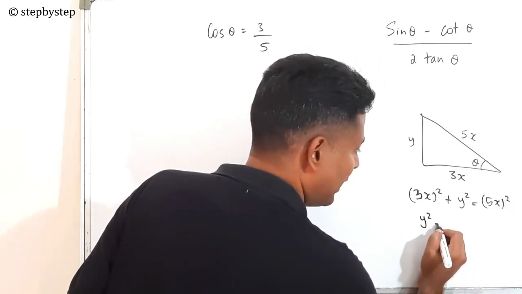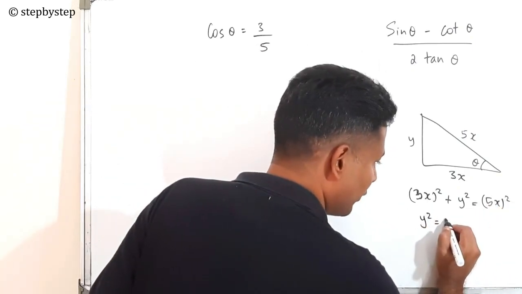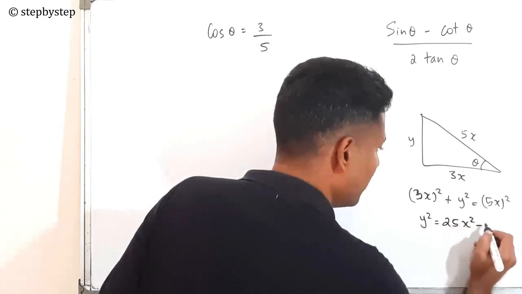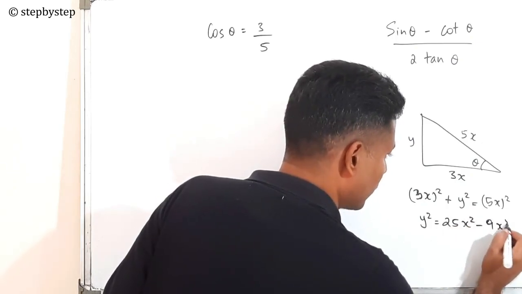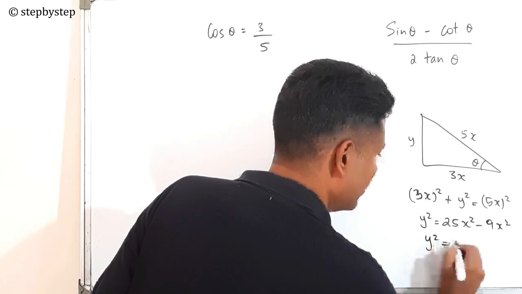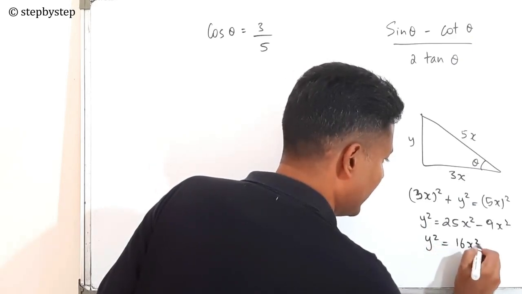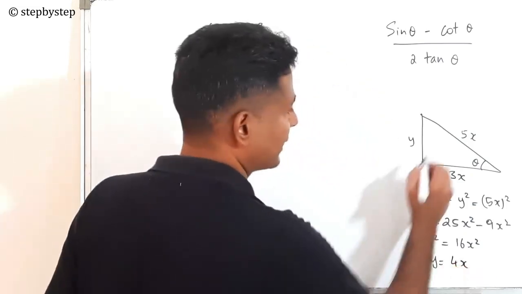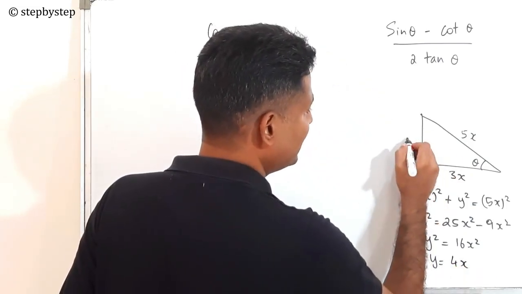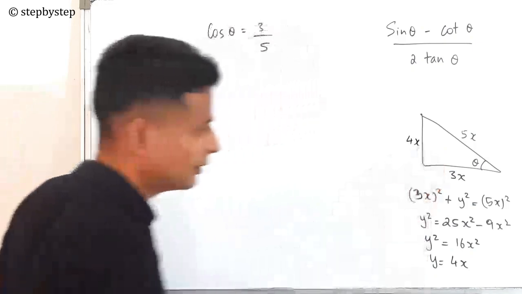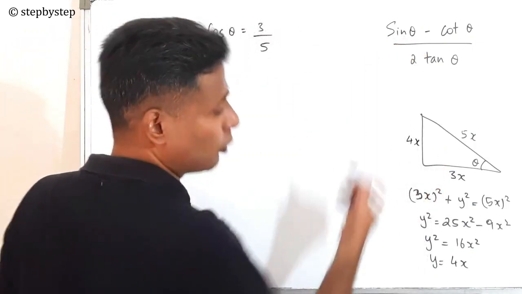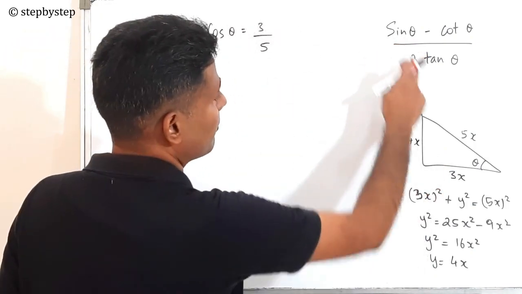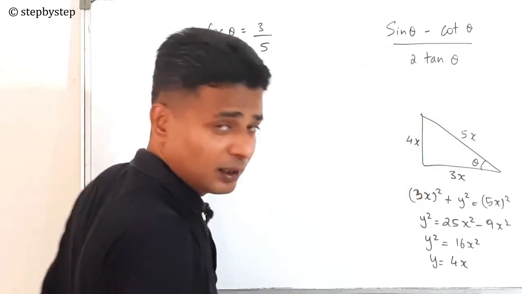So transposing and removing the squares, I'll get 5x whole square, that is 25x square, minus 9x square, that is y square. So y square will be 16x square. So y will be root of 16x square, that is 4x. So we got this side as 4x. Now we just have to substitute in this.